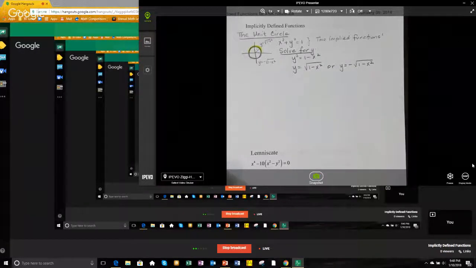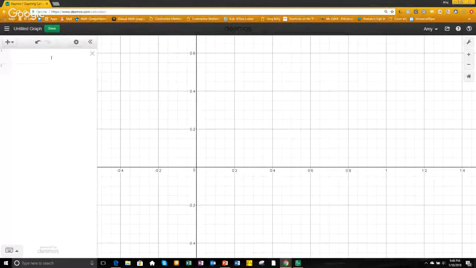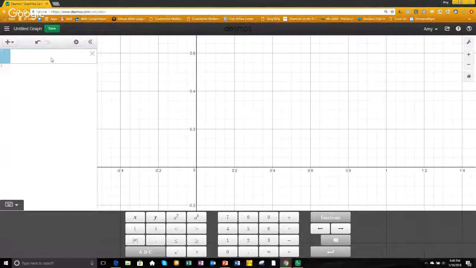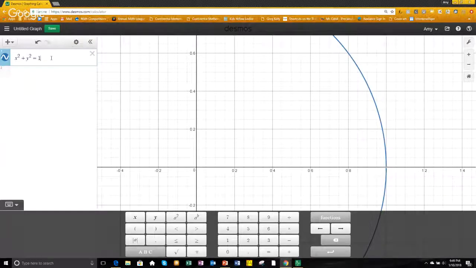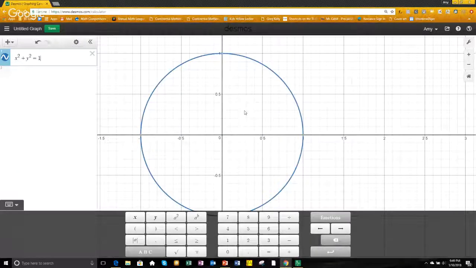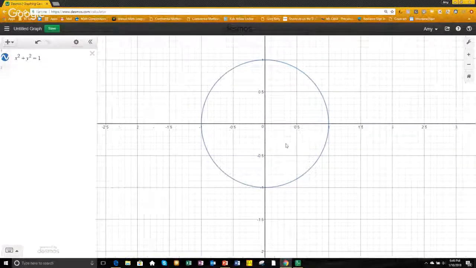We can go to Desmos, which everyone loves, and we can actually type in the implicitly defined relation. We can type in x to the second plus y to the second equals 1. And there's our unit circle. I'll make it so that we can see it here. Here's our unit circle with a radius of 1.